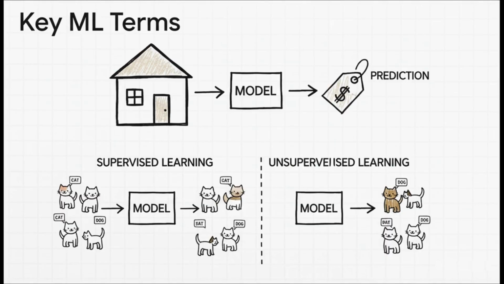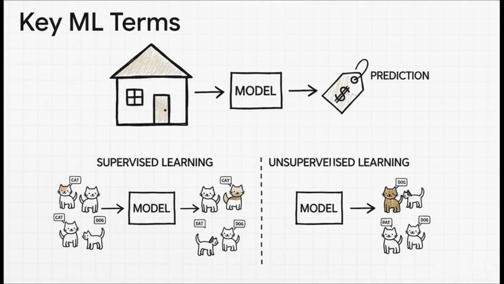Okay, some key terms you absolutely have to know. First, features. These are just your inputs, the data you give the model. So for predicting a house price, the features are things like its square footage, number of bedrooms, location, you get it. Then there's the label. That's simply the thing you're trying to predict. In this case, the house price itself.